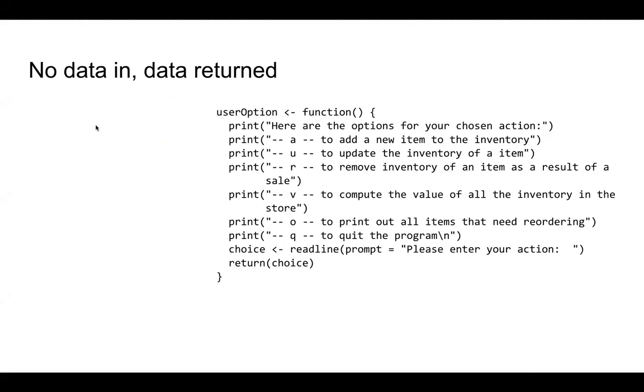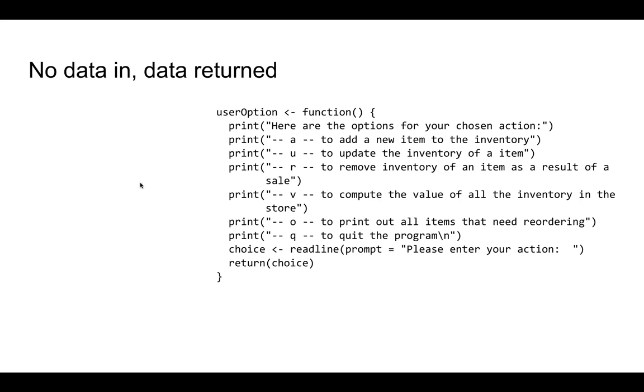Next, we'll define a function that has no parameters, so no data comes in. It receives no information when it is called, but it will return information. You could use a function like this to display a menu, as we did earlier, then get the user's choice and return it to the calling program.